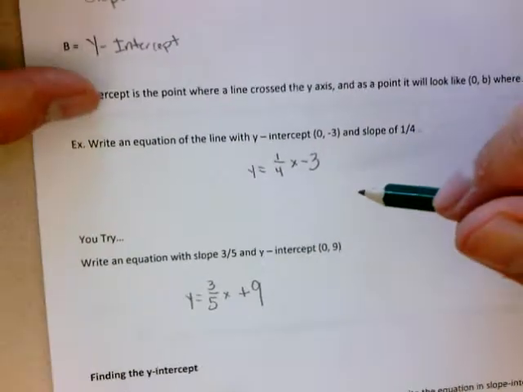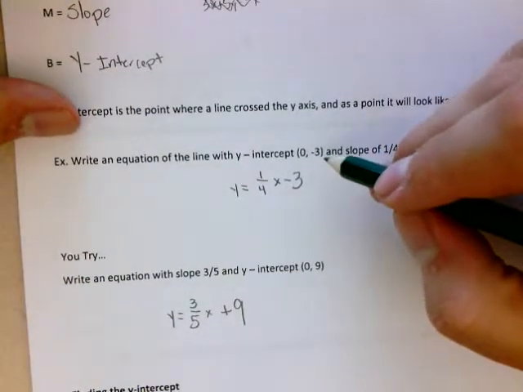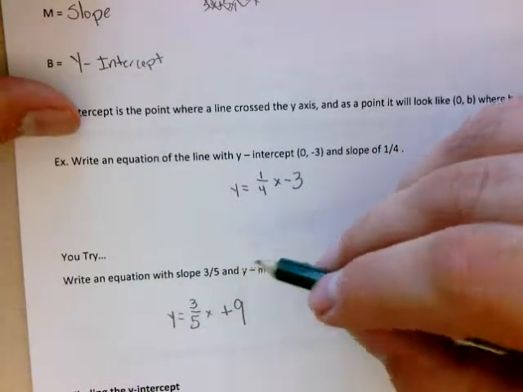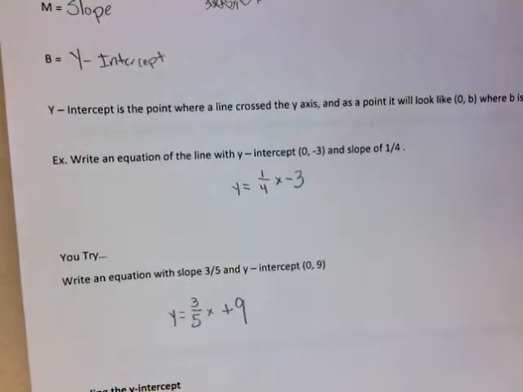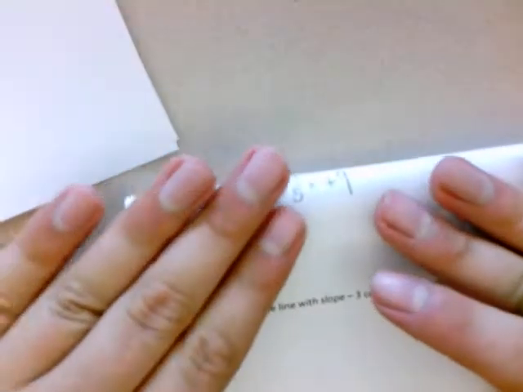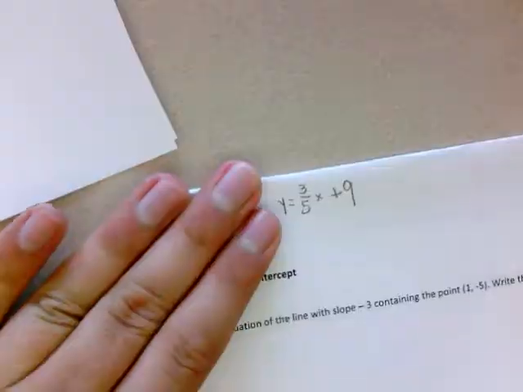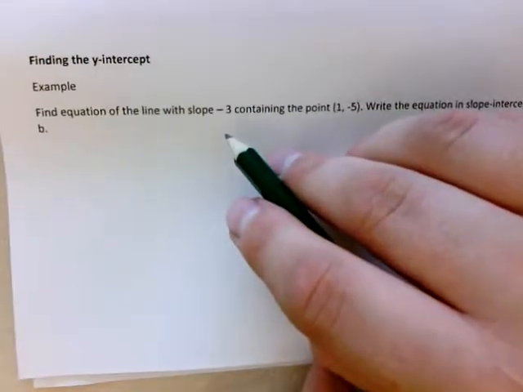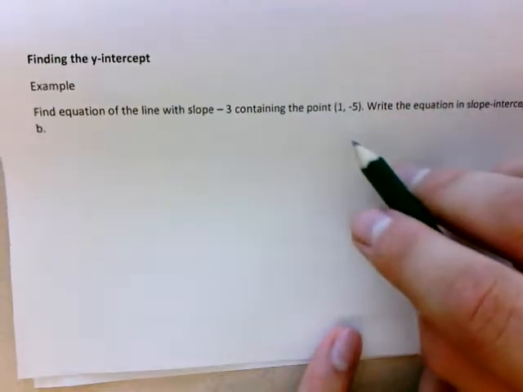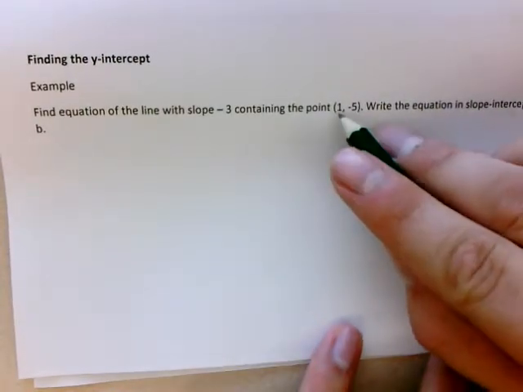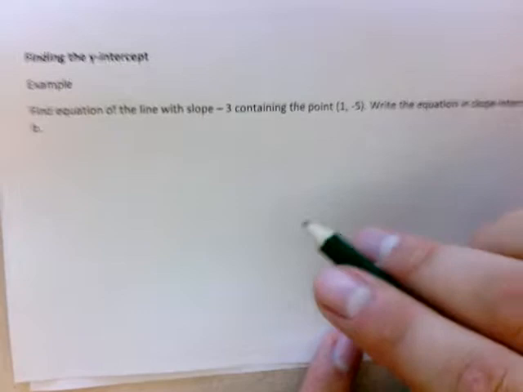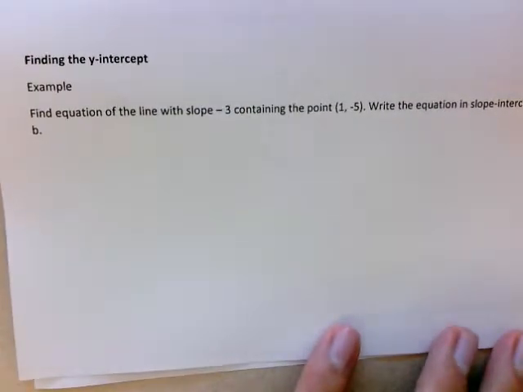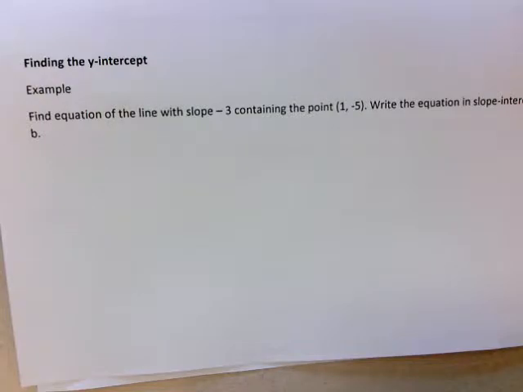Now, that's only if you have these little points, 0 something, and they give you the slope. Now, there's other ways. The other way is if they just give you a random point. So, finding the y-intercept. Sometimes you're given your slope, which is -3, and you're given a point, which is 1, -5. Notice, this is not a 0 right here, so we can't do what we just did before.